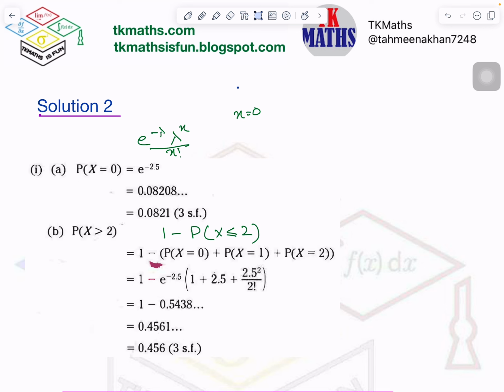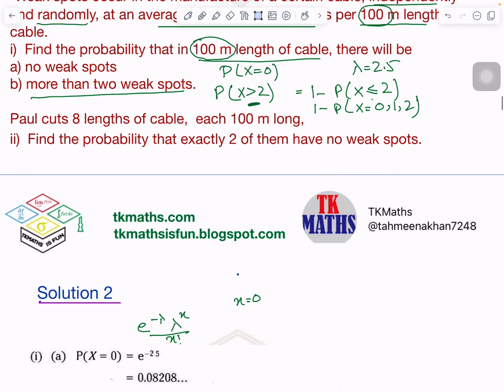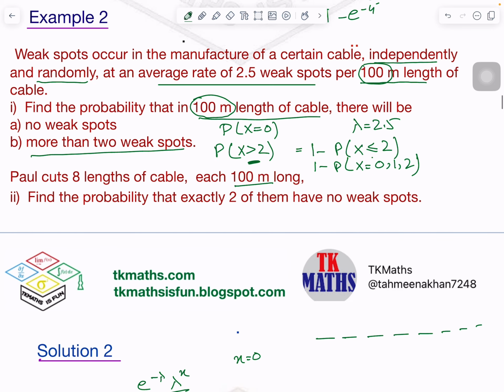So the tricky part is the last part. What is that? Paul cut 8 lengths of cable. Now he has 8 pieces: 1, 2, 3, 4, 5, 6, 7, 8. And what is the length of each? 100 meter. So again, because I'm taking the length the same, my lambda will remain the same, 2.5. Find the probability that exactly 2 of them have no weak spot.